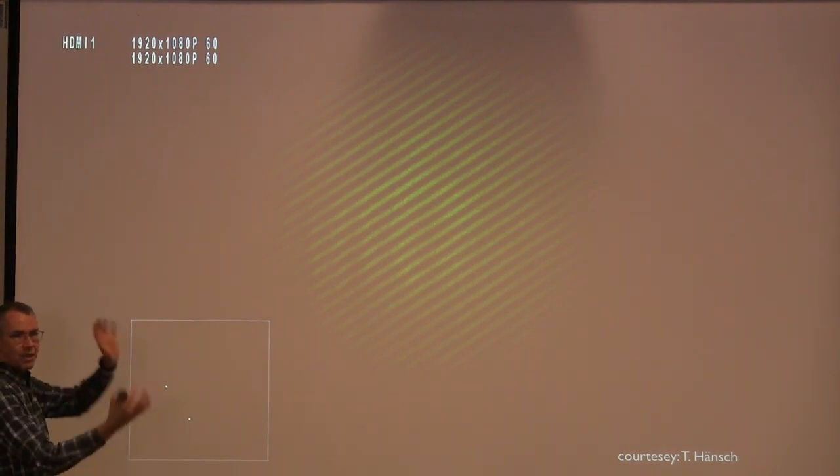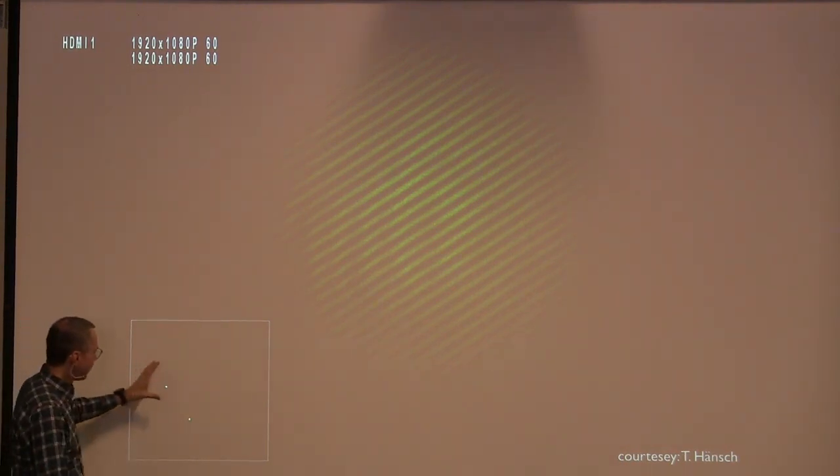Here's actually a nice picture from Ted Hänsch's lab, where he did a very simple experiment. He took a big laser beam, sent it through a beam expander, and then through an aperture.